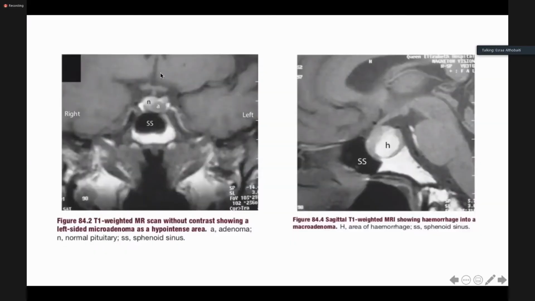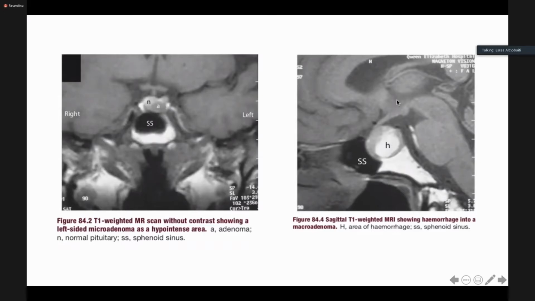Okay, here in the first picture, as you see here, this is a T1 MRI coronal view. This is the sphenoid sinus, and this is the pituitary gland. There is an area with hypointensity inside the pituitary gland, approximately lower than 1 centimeter. So this is a pituitary microadenoma.